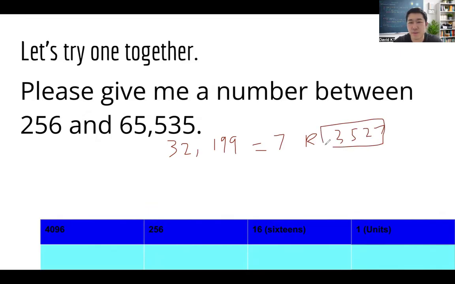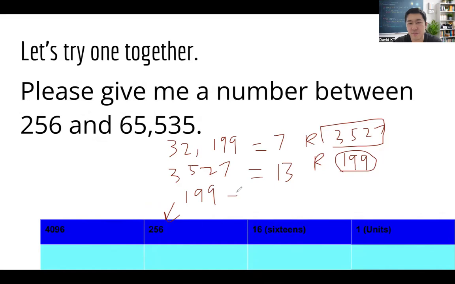Right, so here's a new number to work with. 3,527 divided by 256 gives you 13 with a remainder of, 256 times 13. With a remainder of 199. Right? So that's a new number to work with.